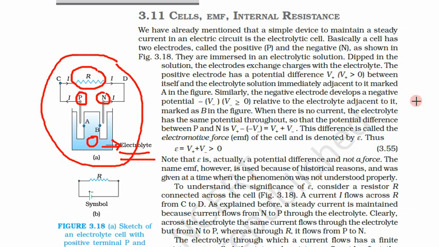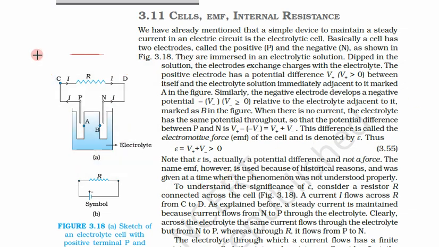Now let us see what is happening inside this battery and what the different terms are. From the positive terminal, the current I goes through this resistance R, and coming out of this resistance R, goes back into the negative terminal N. This direction is wrong. This direction should be like this. So current is flowing from the positive terminal to the negative terminal, and there is an electrolyte.